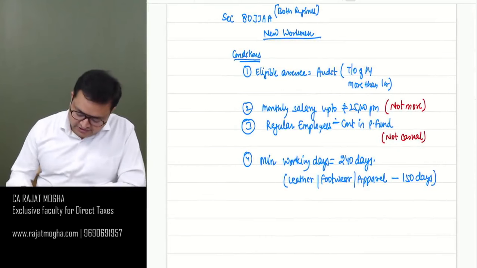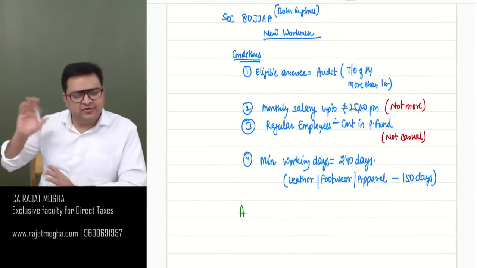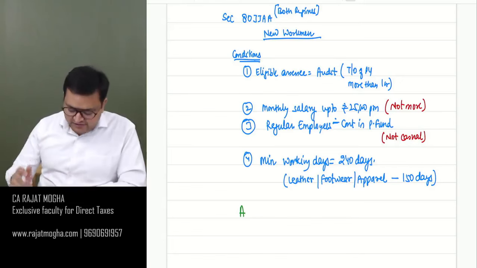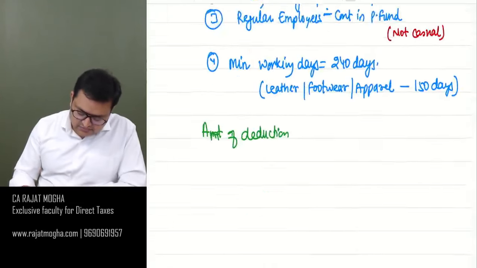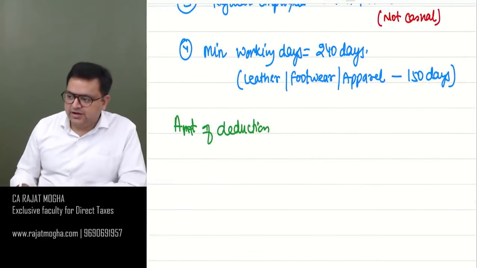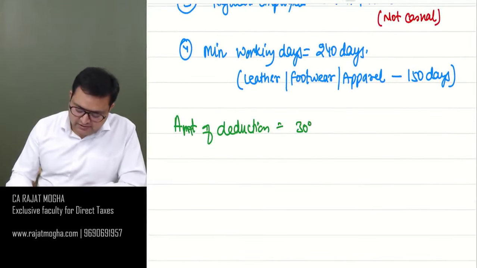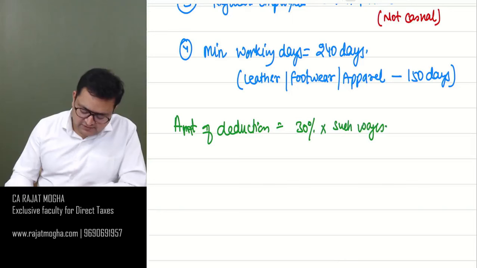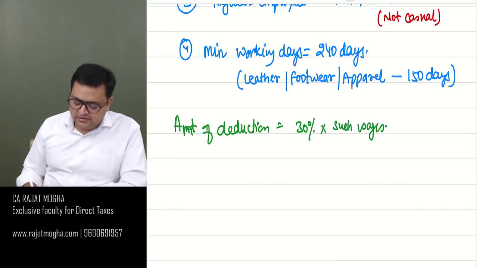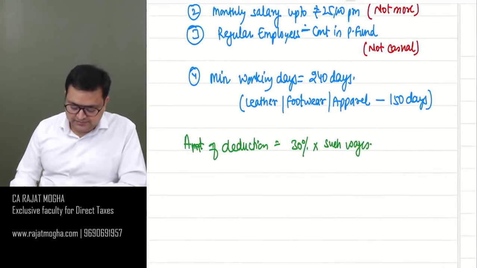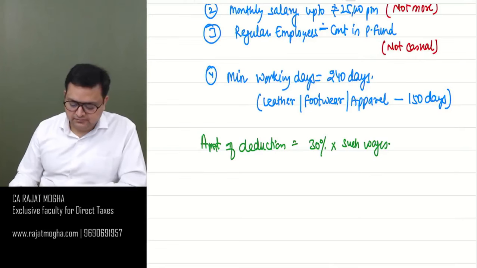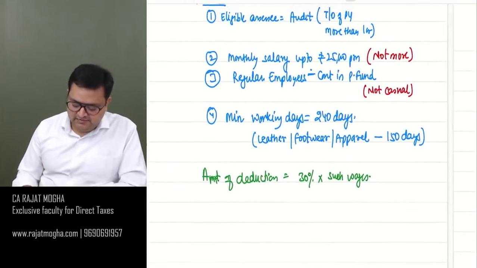How much is the amount of deduction? You get it for 3 years, but you are not concerned with 3 years in your examination. In your examination, you are concerned with the amount of deduction, which would be 30% of such wages. Whatever the wages you are giving to them, 30% of such wages. Correct? I believe that you have written this.